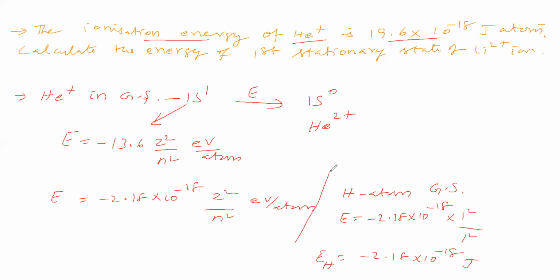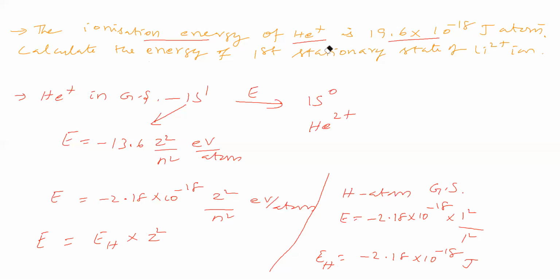So we will substitute here. Therefore E is equal to EH, that is minus 2.18 into 10 power minus 18, the energy of hydrogen, into Z square by N square. In this Z square by N square we have written it as it is. This N we have substituted as 1. So N is equal to 1, and we need not write this.